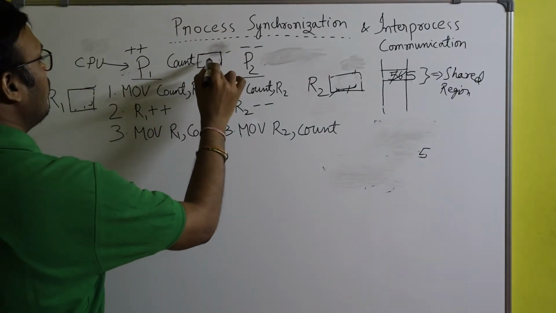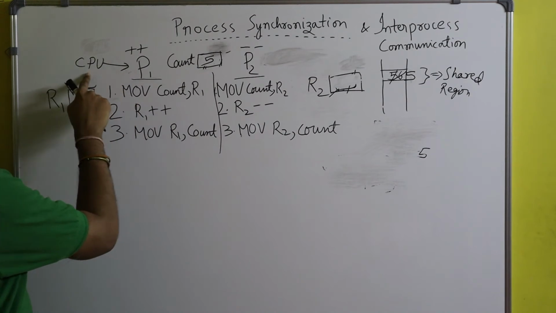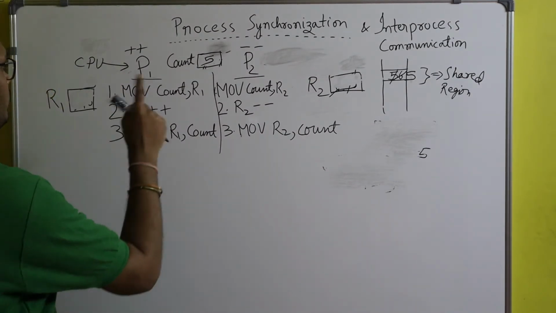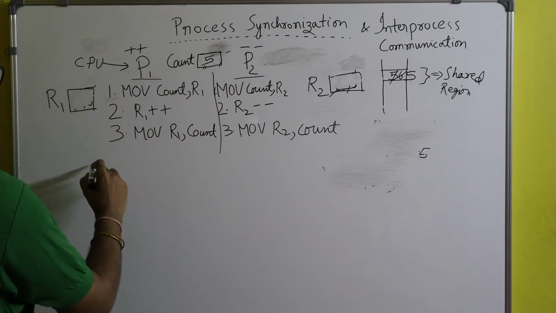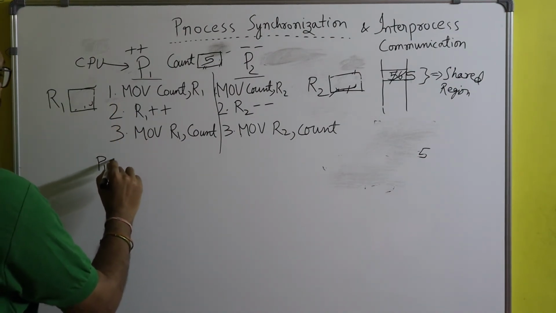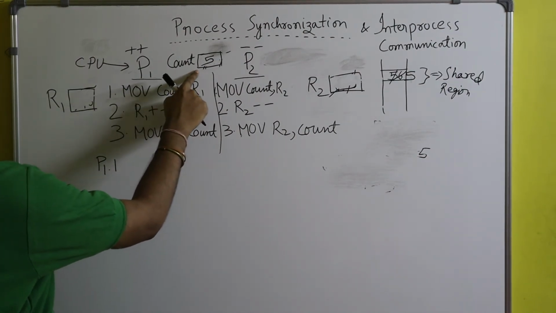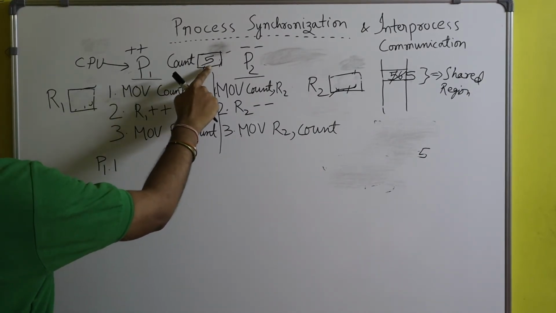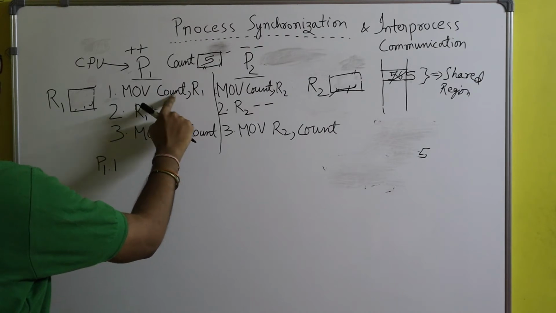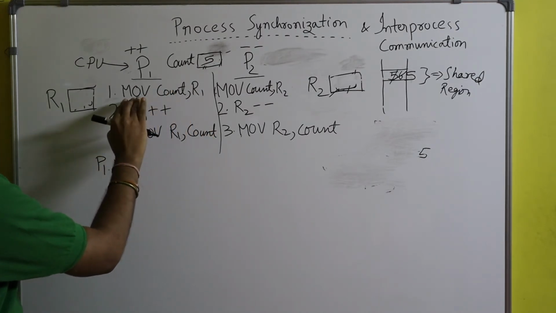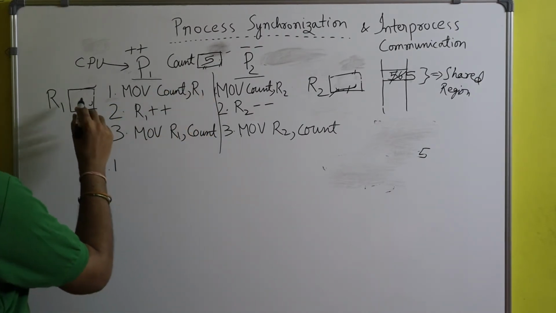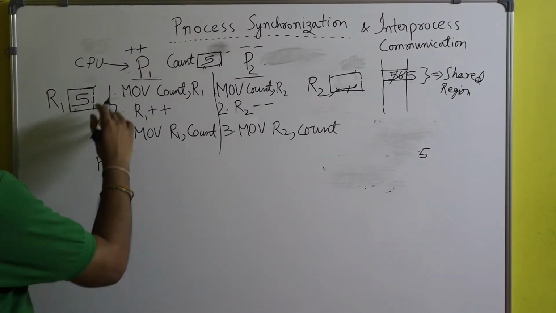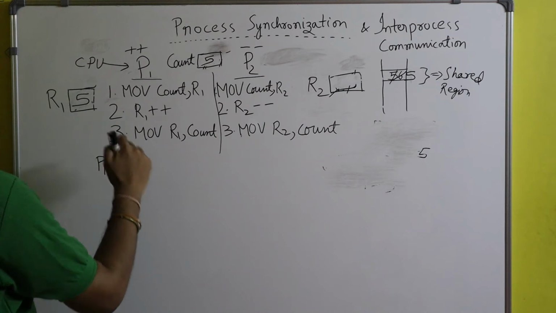So you see the value of count is 5, and now suppose the CPU is with process P1. Process P1 will execute its first line. Process P1 read the value of count as 5, move count comma R1. So process P1 moved the value of count to R1, so now R1 contains 5.